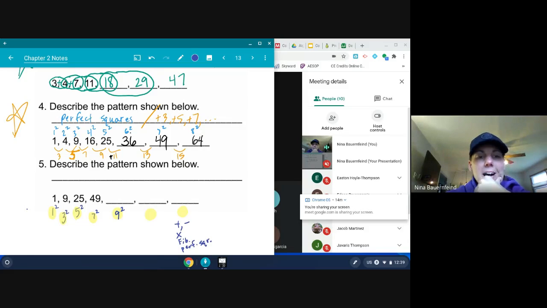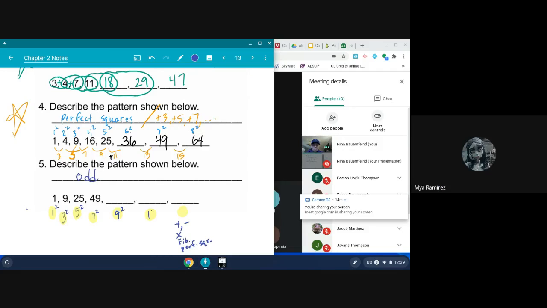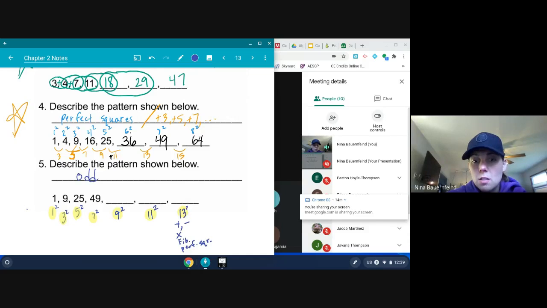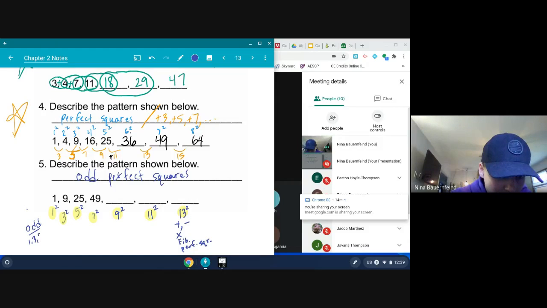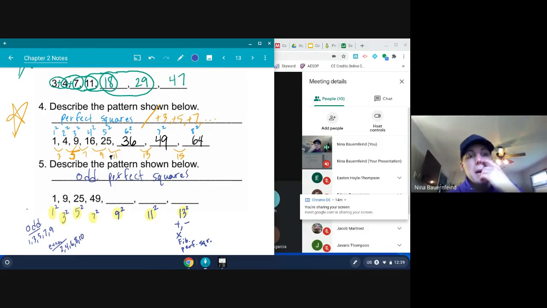So we got 1, 3, 5, 7, 9. Those are odds. What's coming next? 11 squared, and then 13 squared. We good there? So these are odd perfect squares. Odd is like 1, 3, 5, 7, 9. Even is 2, 4, 6, 8, 10. Just to be clear on that.